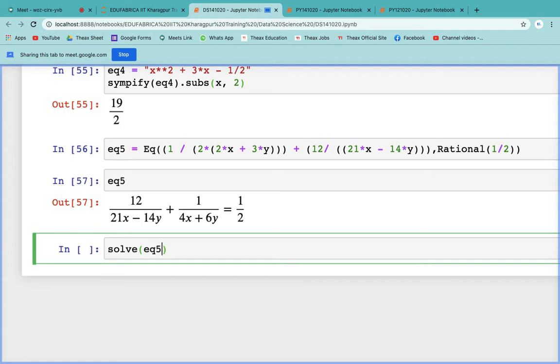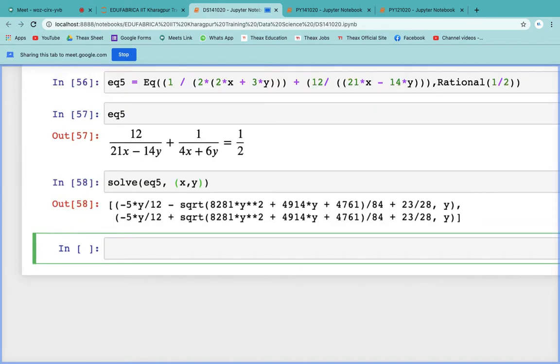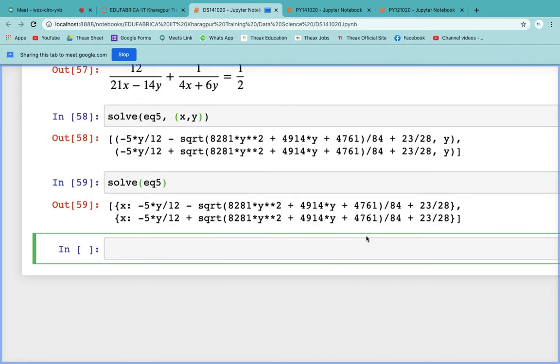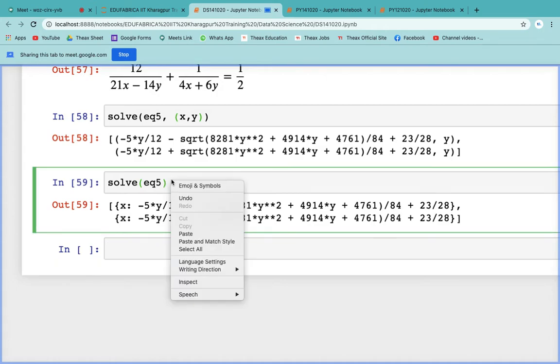Solve EQ5 then? The term of x and y. Giving comma, x and y. Yes. Oh, is this? No. Then how? This is going to be a bad one.